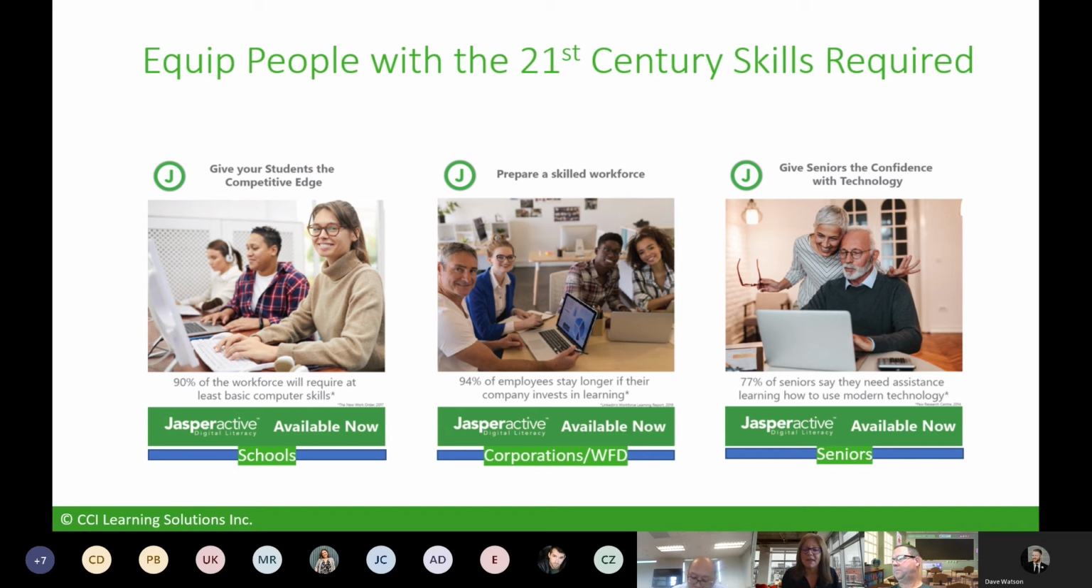Seniors is an area that sometimes gets forgotten, and I think it's really important to understand with an aging population that all of us have access to the technologies for various reasons. So seniors, it might be important for them to stay connected to close family and friends. It may be important for them to be able to reach out into the World Wide Web and find the information necessary. And the statistics are overwhelming. We have 90% of the workforce say that basic computer skills are a requirement. 72% of seniors say they need assistance learning how to use modern technologies.